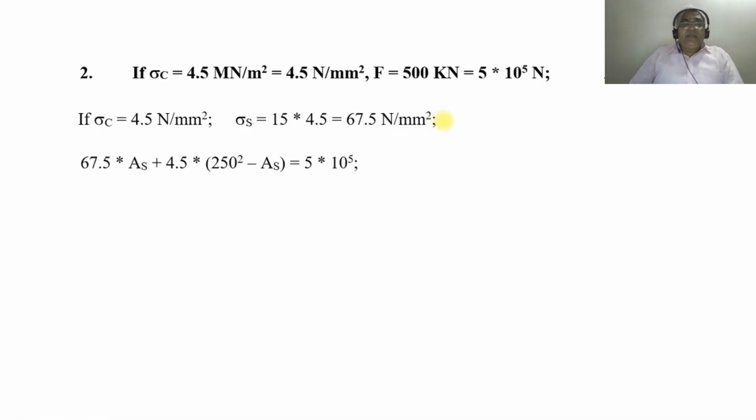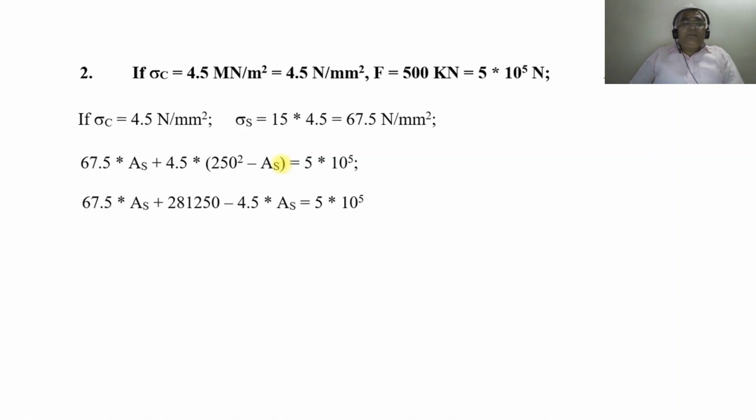Once you know the value of sigma S, what we know is sigma S into As plus sigma C into Ac will be equal to 5 into 10 to the power of 5. Now sigma S is 67.5 into the area of cross section of the steel wire, which we need to find out, plus 4.5 into 250 square minus As. This is the entire area minus the area of the steel, which is equal to 5 into 10 to the power of 5.